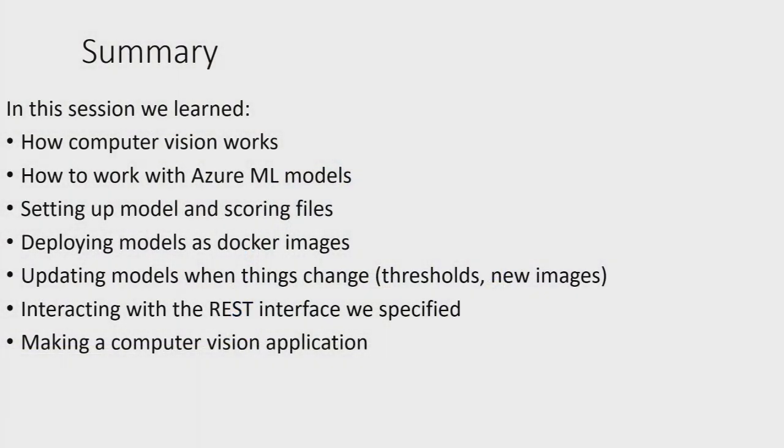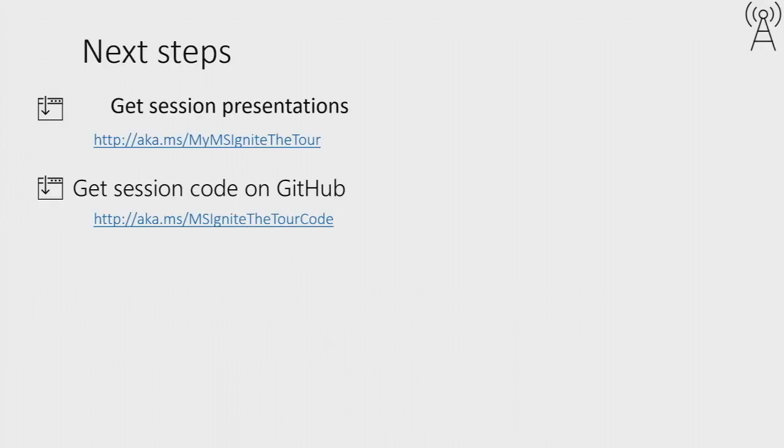So with that, I'm going to quickly recap everything we talked about. Based on the last two sessions, we've talked a lot about how computer vision works, giving more context in terms of how these algorithms work, how to work with Azure ML models that we trained in the last session, how to set up the model in the scoring files, how to take the models after we've deployed them to Azure Machine Learning Service and wrap them in Docker images, and then how we can actually interact with those images in REST to use for our own computer vision applications.